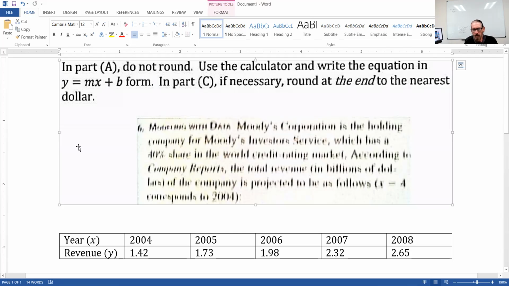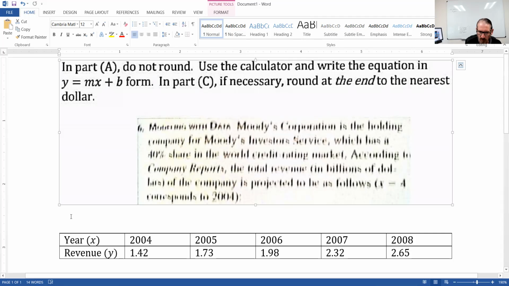So I got this out of a book, and I previously only assigned 2 parts here. First, to come up with a linear equation for this, and then putting that equation in slope-intercept form. And the second part was to make a prediction for the year 2010.